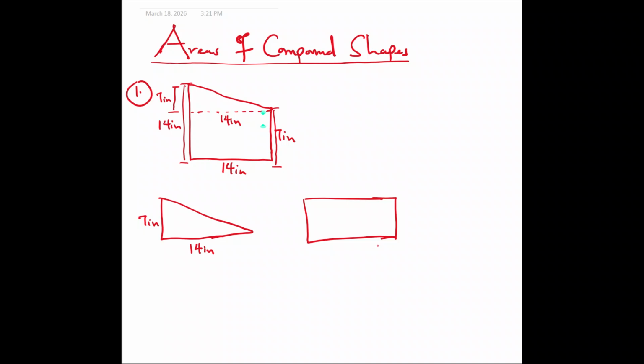So we have a rectangle at the bottom, right? This side to this side is 7 inches, so from this side to this side will definitely be 7 inches. And the base of the rectangle from here to here is 14 inches.